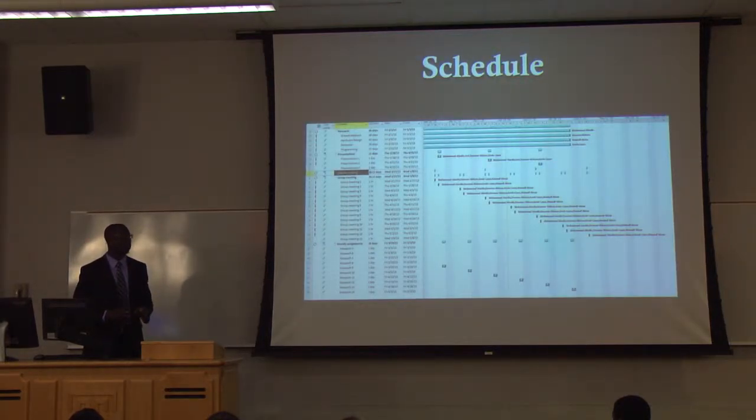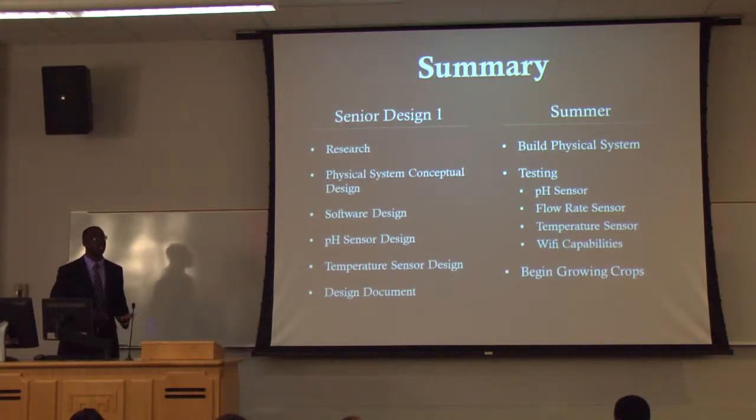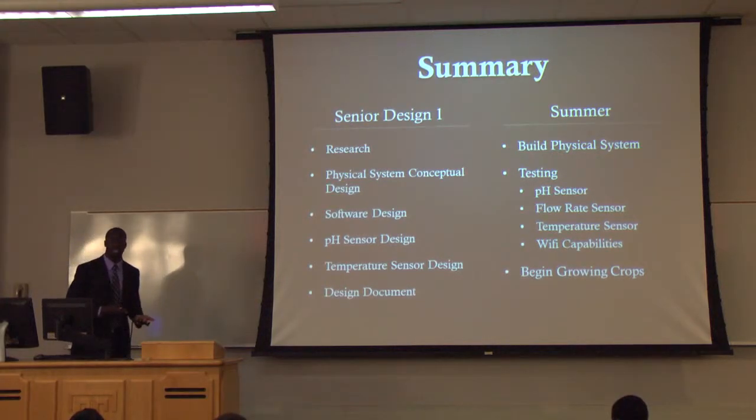Here's our basic schedule of what we've done so far, the meetings we've been to, what we'll do in the summer, as well as continuing on in Senior Design 2. Basically in Senior Design 1, we've done the research to be able to build our conceptual design for our system, the software design, all of the schematics and the framework that goes into building the pH sensor, the temperature sensor, and we've come up with a full design document. And in the summer, we plan on building the physical system, starting to test pH, water temperature, the water flow rate, as well as begin growing plants.